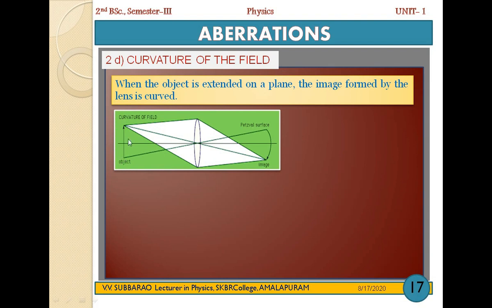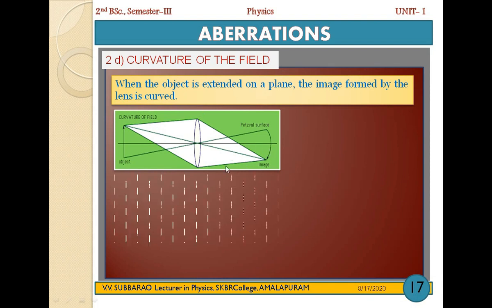So here in some cases the objects may be expanded or distributed on a plane instead of being placed at a point. In such a case, the image should also be expected as a plane, but the lens forms a curved image of a plane object. This defect is called curvature of the field.